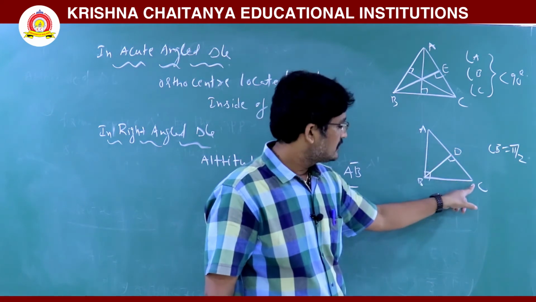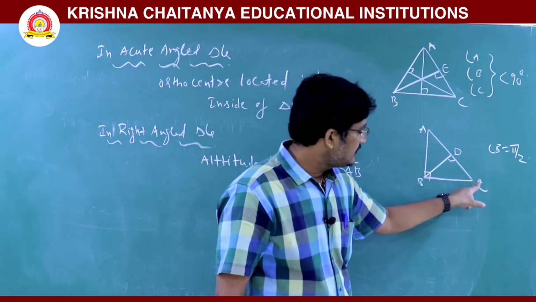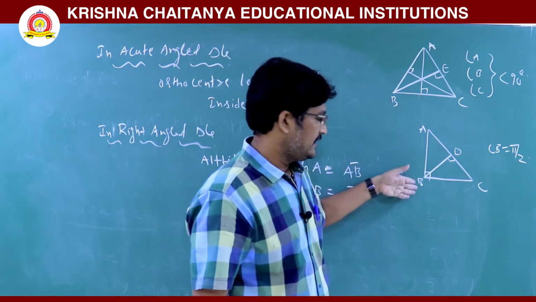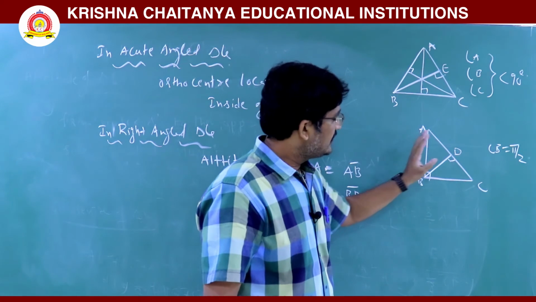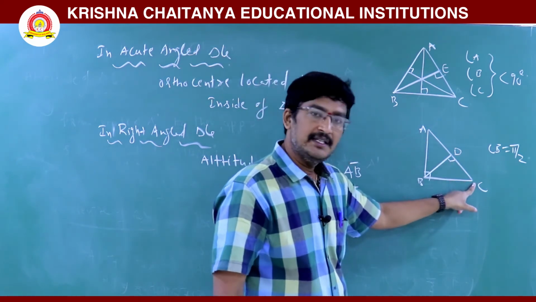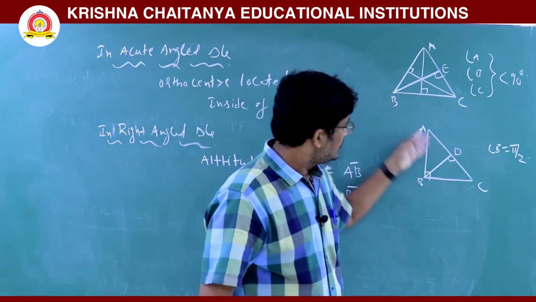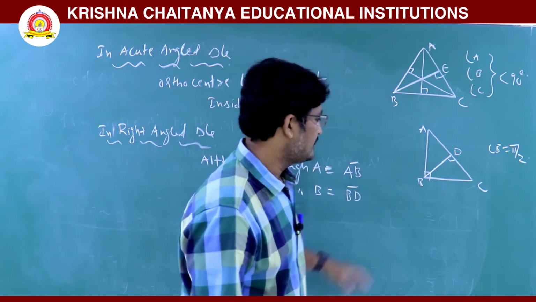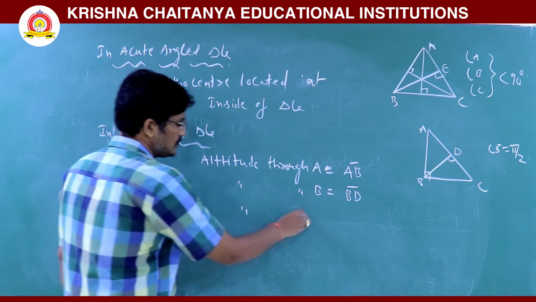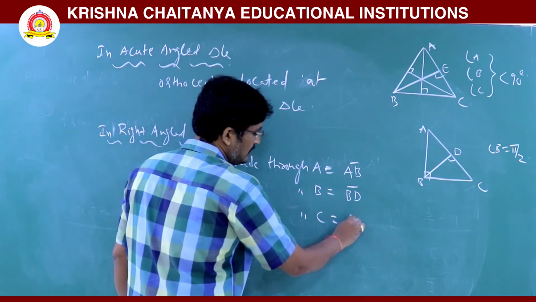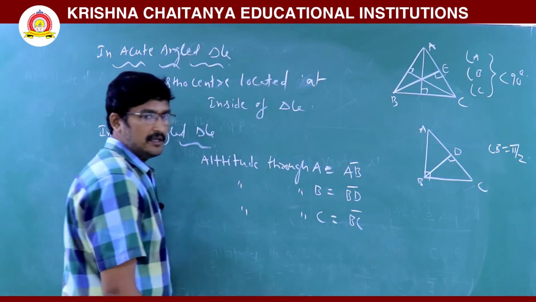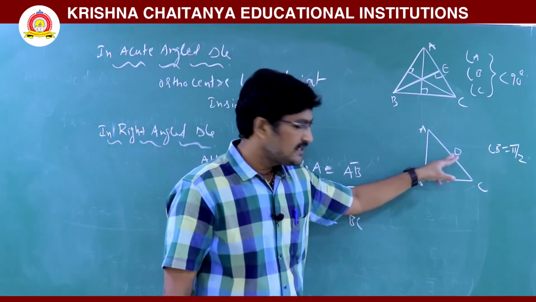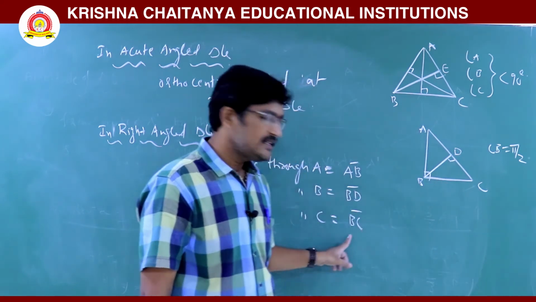Next, come to the vertex C. The altitude through C means the perpendicular line from C to AB bar. It is nothing but this one, CB bar. So the altitude through C is BC bar. How many altitudes are here? AB bar is one altitude, BD bar is one altitude, CB bar is one altitude.